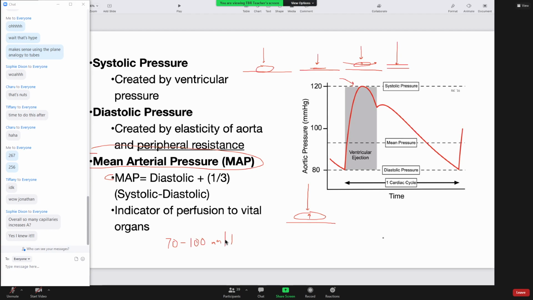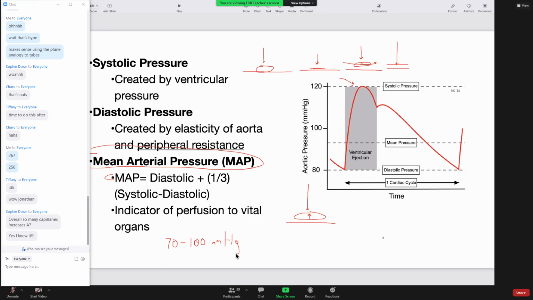So if we're in this range, the perfusion or the blood flow is good. We're happy. We're a-okay. If our MAP is below 70, we're having what's called hypoperfusion. This is telling us that we're not getting adequate blood supply to our vital organs. We can have organ failure. Maybe we're not getting enough blood to the brain. Maybe we're not getting enough blood to your muscles, whatever. We're not getting enough blood perfusion, blood flow to our vital organs. That's not good. We don't want that.